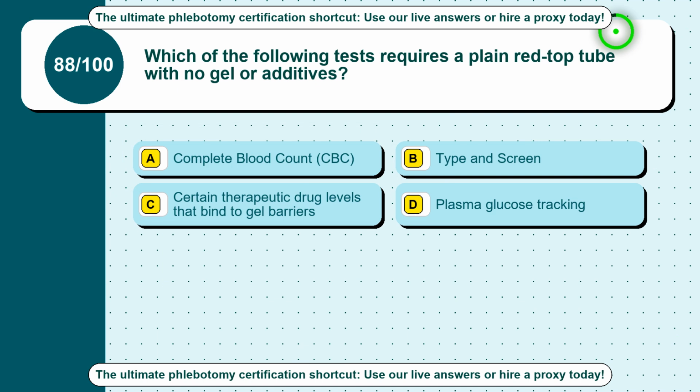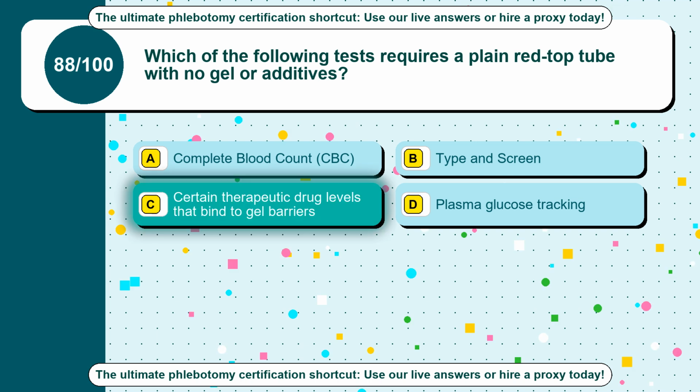Question 88. Which of the following tests requires a plain red top tube with no gel or additives? Option A. Complete blood count, CBC. Option B. Type and screen. Option C. Certain therapeutic drug levels that bind to gel barriers. Option D. Plasma glucose tracking. The correct answer is option C.